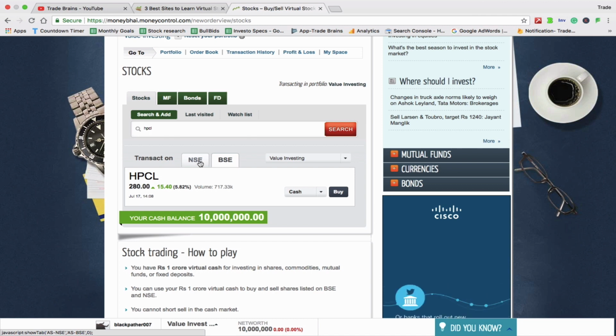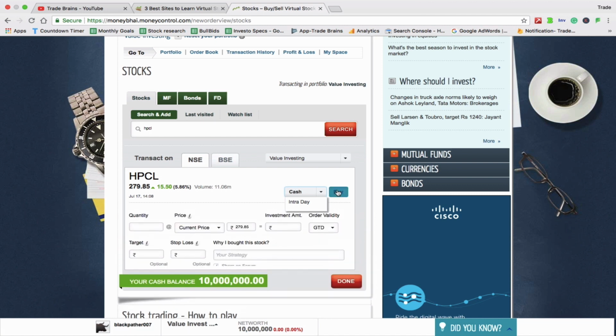I generally prefer NSE. And then it will ask you whether you want to do cash or intraday. If you want to buy a stock for the long term, or 1 month, 2 months, that is more than 1 day, then you have to select cash. And if you want to do intraday, that is, buy the stock on the same day and sell on the same day, then you can select intraday. Here we are discussing long term. You want to make a long term portfolio, so you will select cash and select buy.